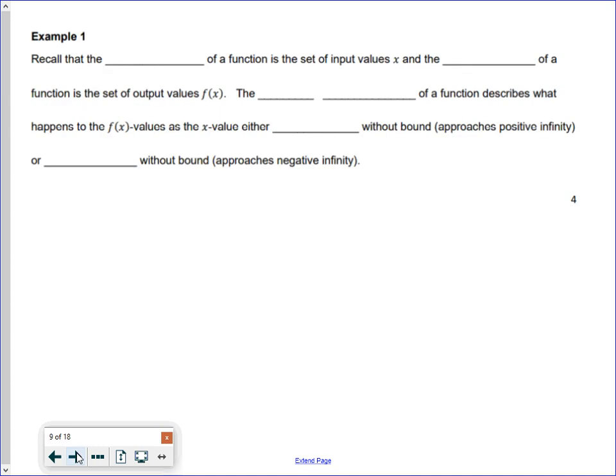Now we're going to talk about domain and range. So recall that the domain of a function is a set of input values x, or in other words, the domain is all your possible x values, and the range of a function is a set of output values f of x, or all your possible y values, where the graph is going.